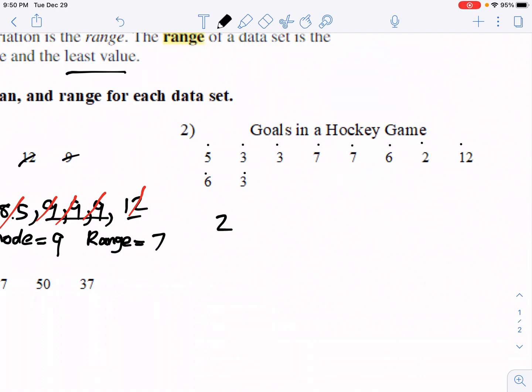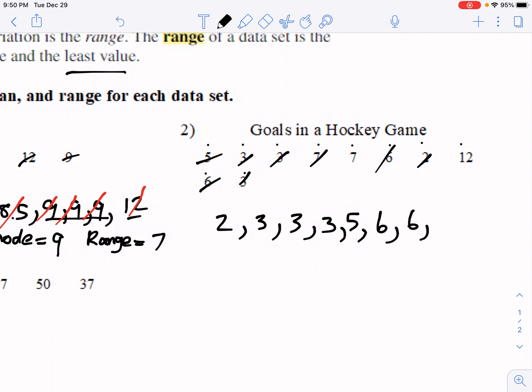We have 2, 3, 3, 3, and then we have 5, 6, 6, 7, 7, and 12.